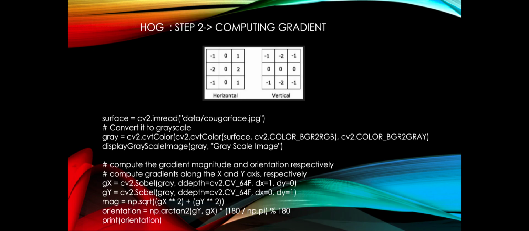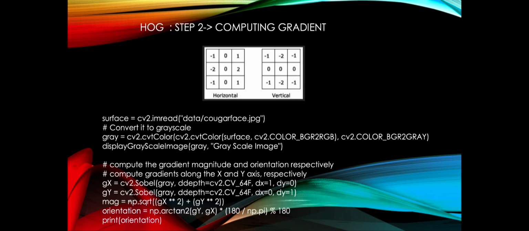So we read an image using OpenCV. This will give me a three-dimensional array, basically three channels, where each channel is a two-dimensional array of pixel intensities. We convert it to grayscale. Then we compute the gradient using the cv2.Sobel method in the x and y directions.